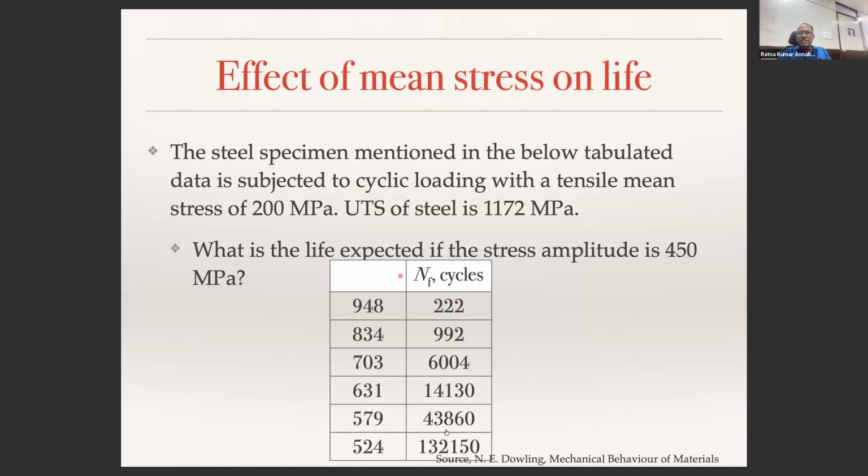So this is the data that we have seen in the last class. You probably have noted down A and B. This is done for zero mean stress. Please keep that in mind.